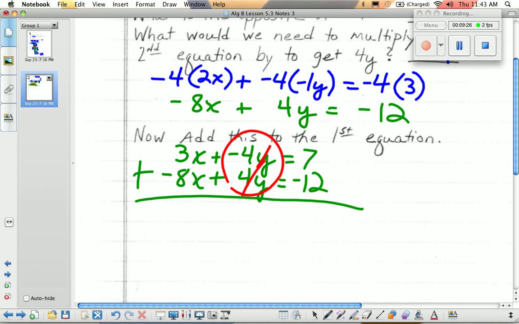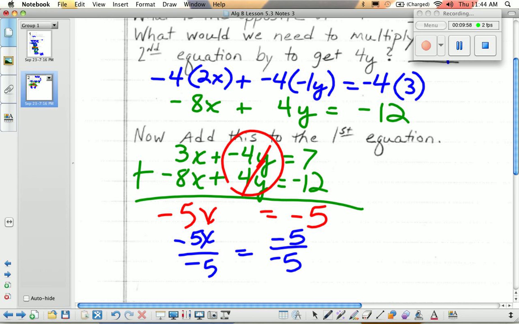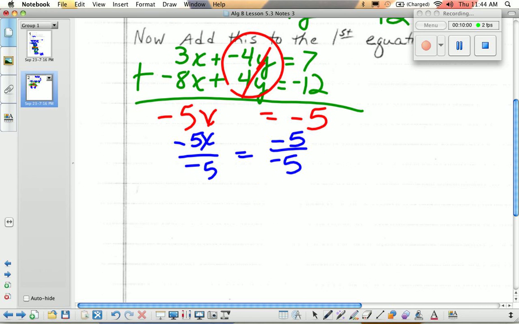So I now have, what's 3x plus -8x? -5x. What's 7 take away 12? -5. Okay, what do we do to both sides of the equation now, Brian? Divide by -5. And x is equal to 1.